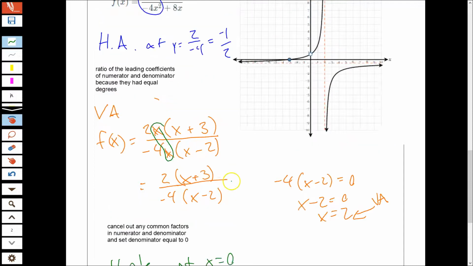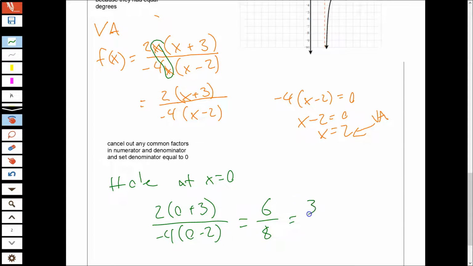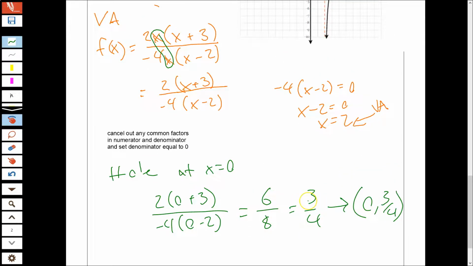So on my graph, that is this point. Notice that's a point at x equals 0. We need to figure out the y value, so I'm going to plug it in. I'm going to say, well, 2 times 0 plus 3, and then over negative 4 times 0 minus 2. And I get 6 on top, 2 times 3, and then a positive 8 on the bottom. I'll simplify that. That becomes 3 over 4. So my coordinate is (0, 3/4) for my hole. Okay, so there's my hole.